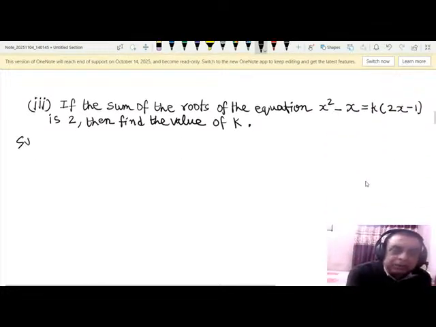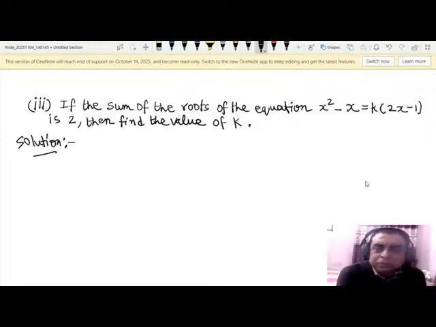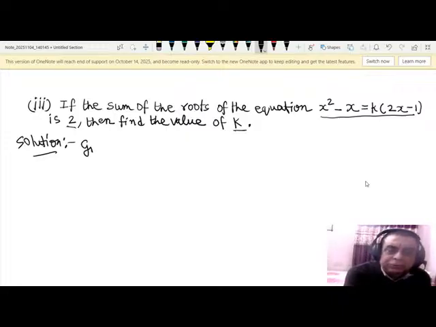Now we will be going to question number 3. What is this question saying? If the sum of the roots of the equation is 2, then find the value of k. So the given quadratic equation is x squared minus x is equal to k times (2x minus 1).